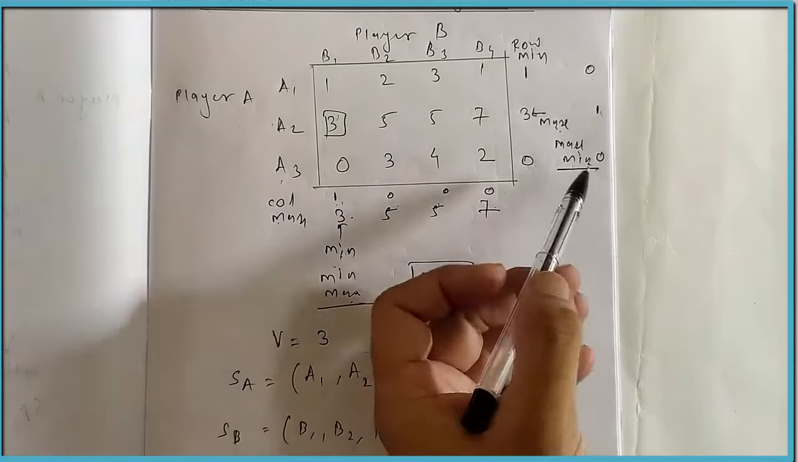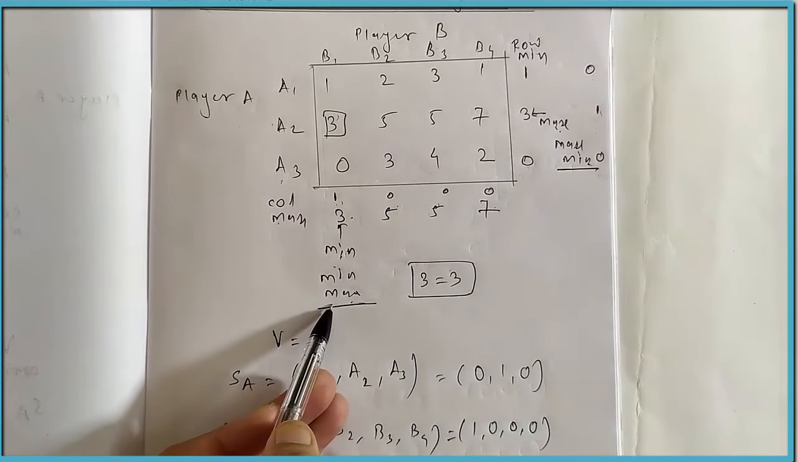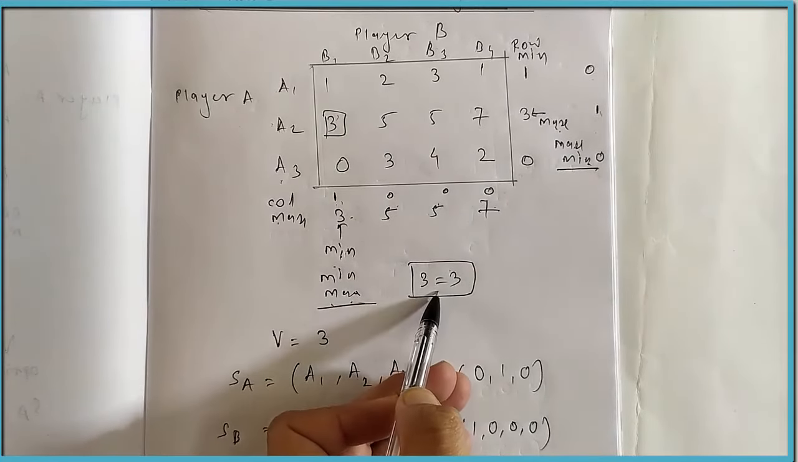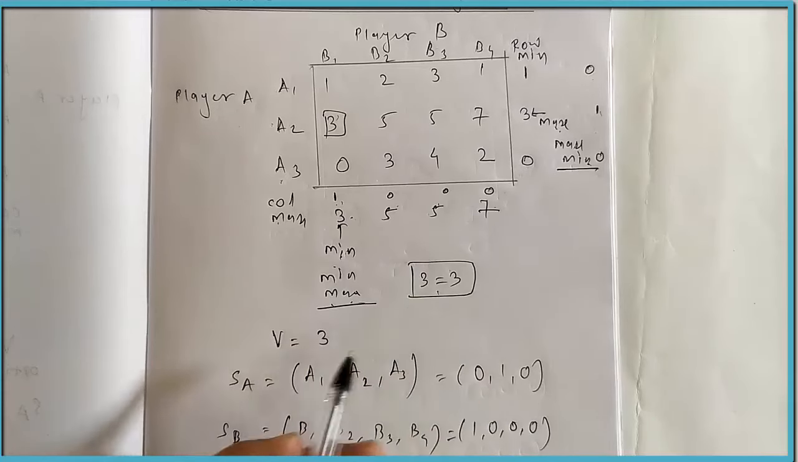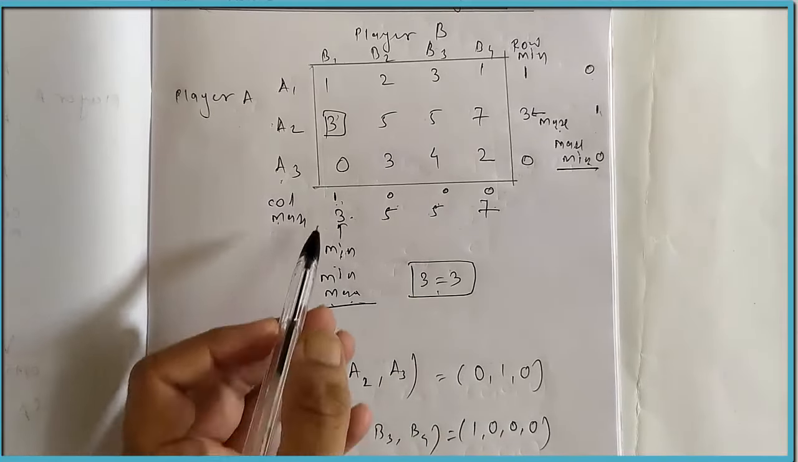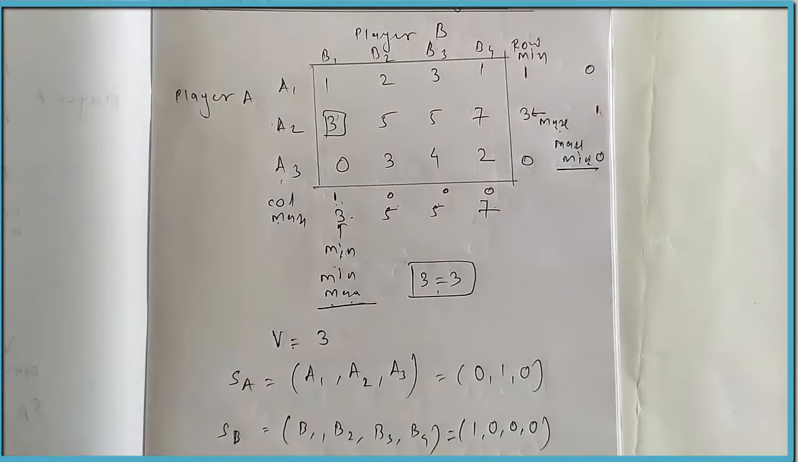For the saddle point, max min value should be equal to the min max value. Here our 3 is equal to 3, therefore this game has a saddle point, and game value V is equal to 3, the intersection of min max value and max min value. And finally we have written the optimum strategies for player A and player B.